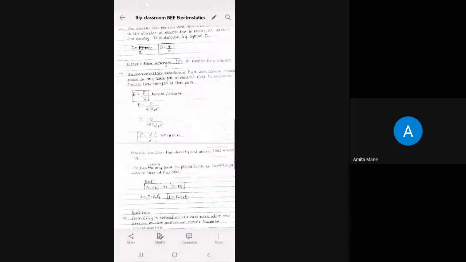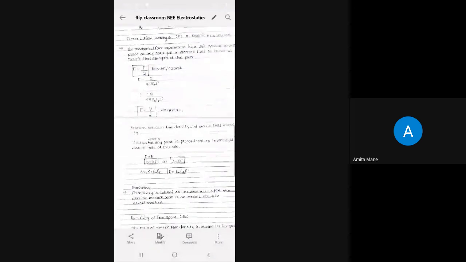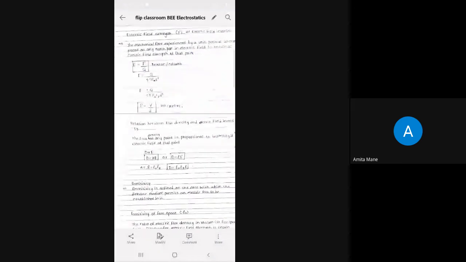So next is electric field strength or electric field intensity. The mechanical force experienced by unit positive charge placed at north pole in electric field is known as electric field strength at that particular point. So here the derivation is given as E is equal to F upon Q.